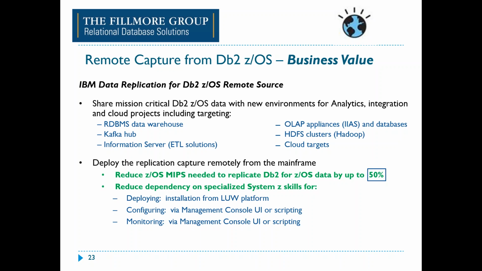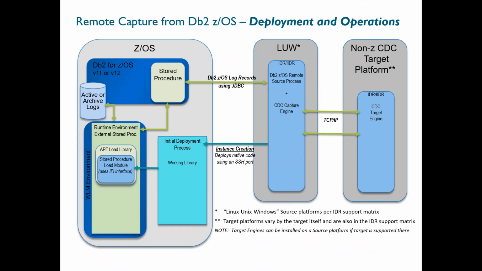And I have this box in here on my slide at 50%. The reason for that is when IBM first released this product, they said that people were going to experience up to 90% MIPS savings, and that just turned out to not be the case. So a more realistic goal is 50%. But if you are adding 20% MIPS consumption to a capture component in DB2 for ZOS and you can reduce that to 10%, that may be a good thing. You can also reduce dependency on specialized Z skills for deploying, configuring, and monitoring, because most of the work is being done off platform. So let's look at the way that this works.